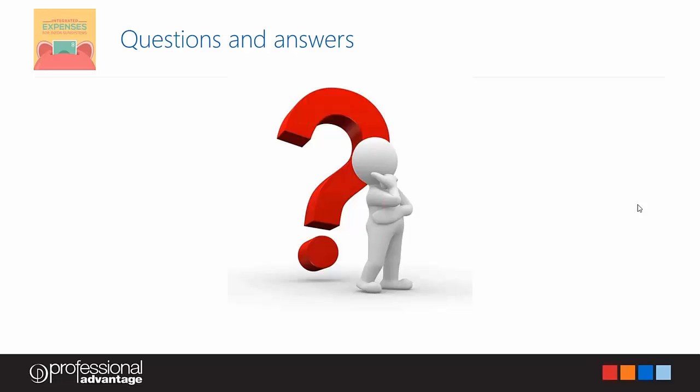Here's a functional timing question. Is the journal posted to Sun once the approval group approved the claim?